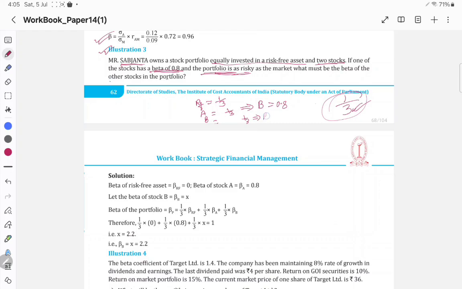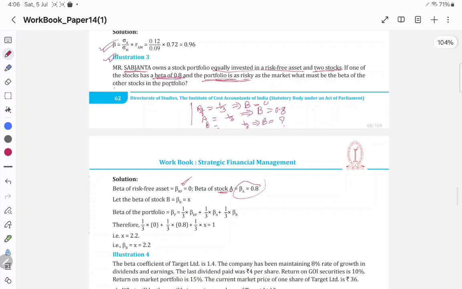Basically, they are asking what the beta value will be. And you are aware the beta of a risk-free portfolio is 0. So we have to calculate the beta of stock B. How will you calculate it? Let's see what they have done. They have assumed the risk-free portfolio beta as 0, the beta of stock A as 0.8, and the beta of stock B as X.